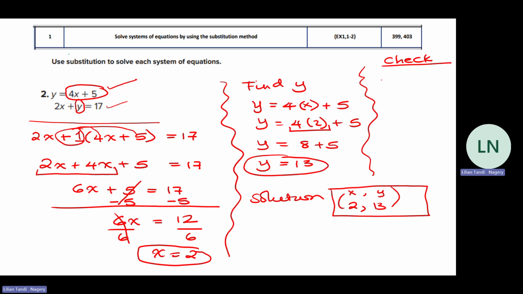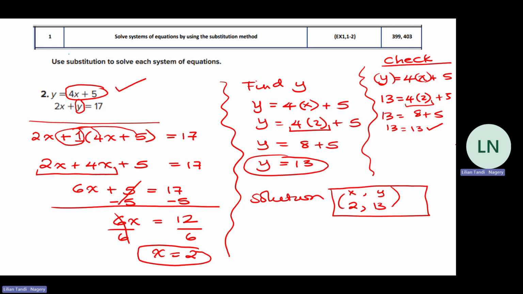So let us check. Check for the first equation is y equals 4x plus 5. I know both variables, so they will be in parentheses. So this is 13 equals 4 times 2 plus 5. 13 equals, this becomes 8 plus 5. This is 13 equals 13. So I am good in the first equation.